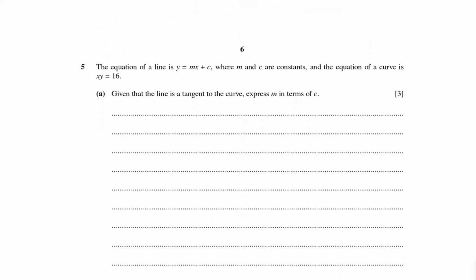We can now move to the next question, and that's question number 5. The equation of a line is y is equal to mx plus c, where m and c are constants. And the equation of a curve is xy is equal to 16. On part A, given that the line is a tangent to the curve, express m in terms of c.